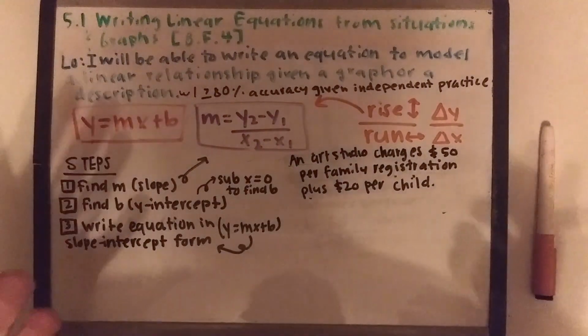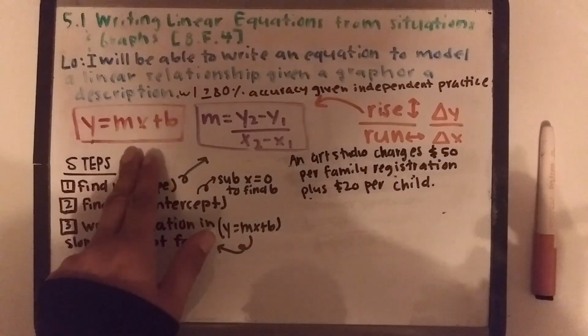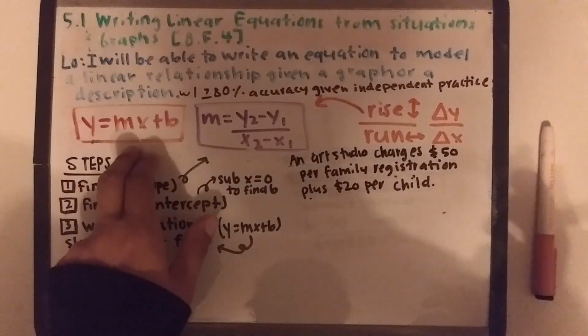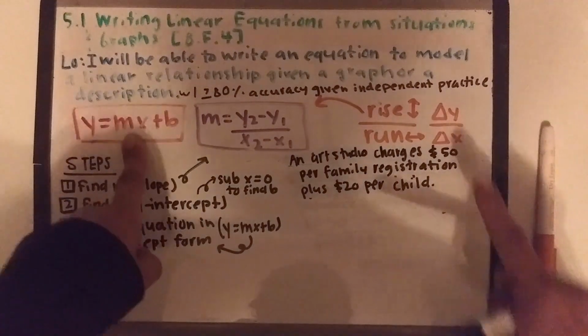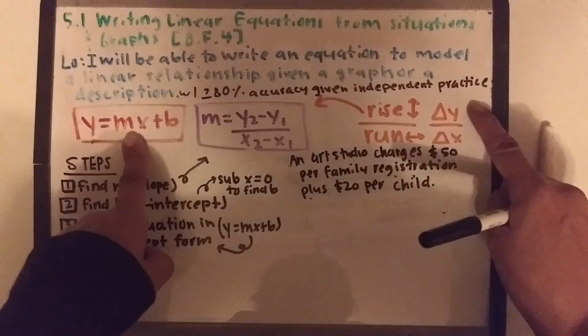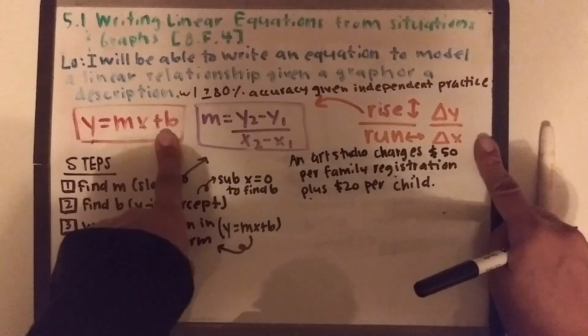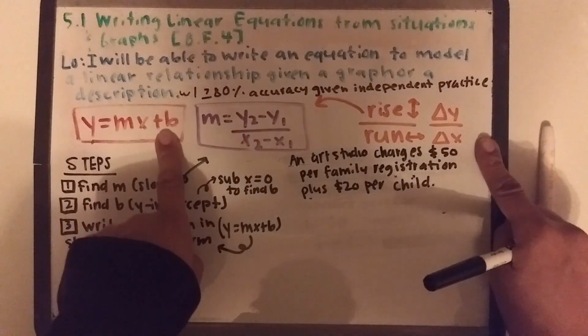So the first thing that we have to do is remember our slope-intercept form equation, which is y equals mx plus b, where m is your slope, basically your rise over your run, or the change of y over the change of x, and then your b is your initial value, which is also known as your y-intercept.